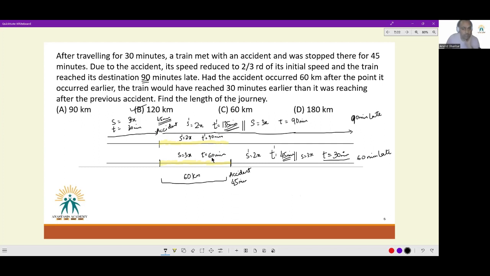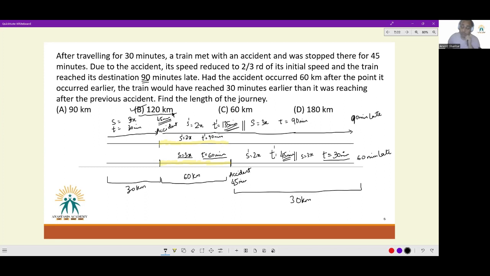For 60 kilometers, time is 60 minutes when traveling at the speed of 3x. When traveling at the speed of 3x, if the time is 30 minutes, this distance here should be 30 kilometers. Again, the total length of the journey will continue to be 120 kilometers.